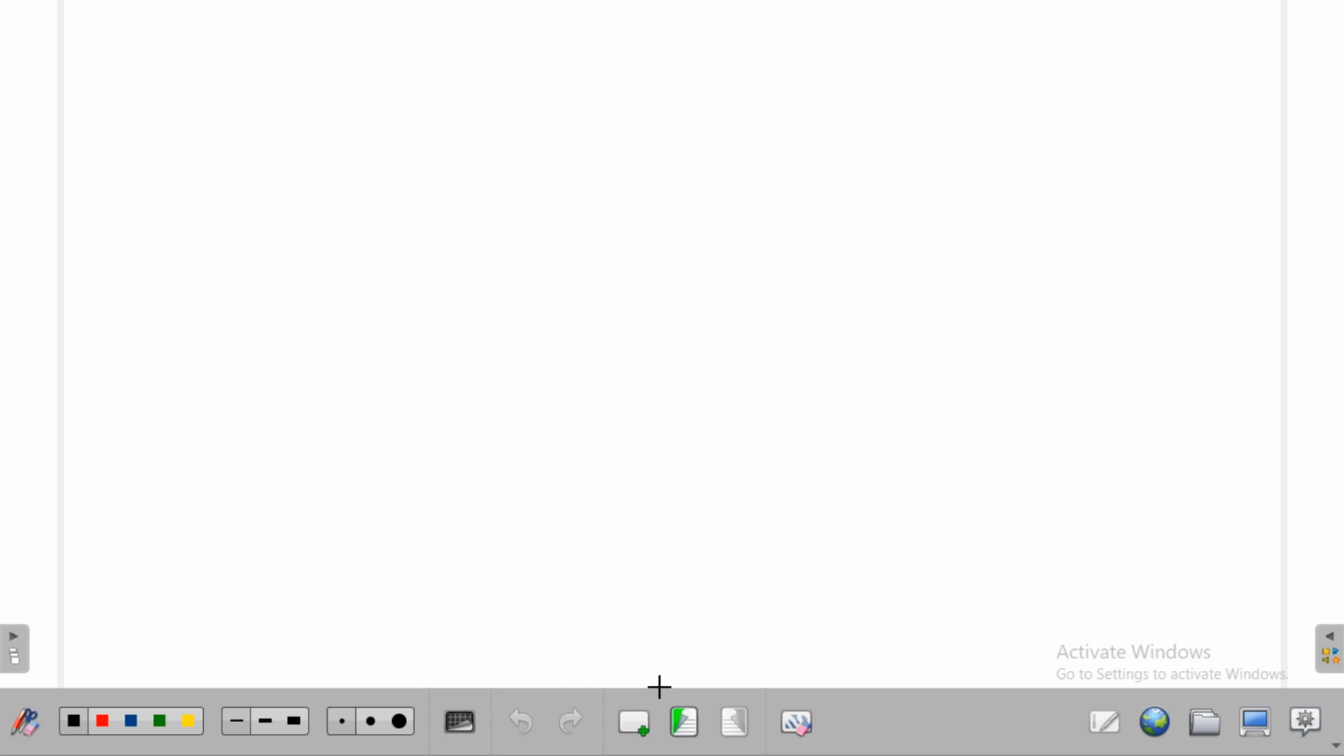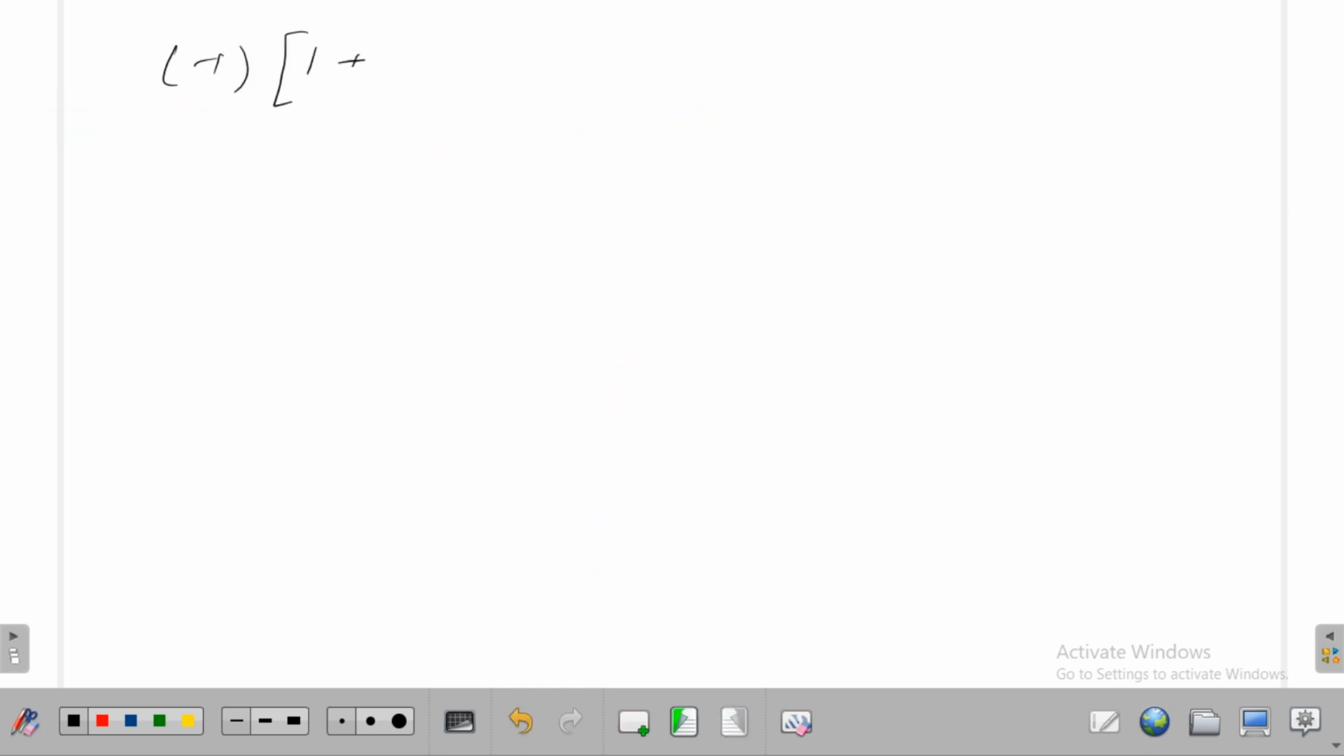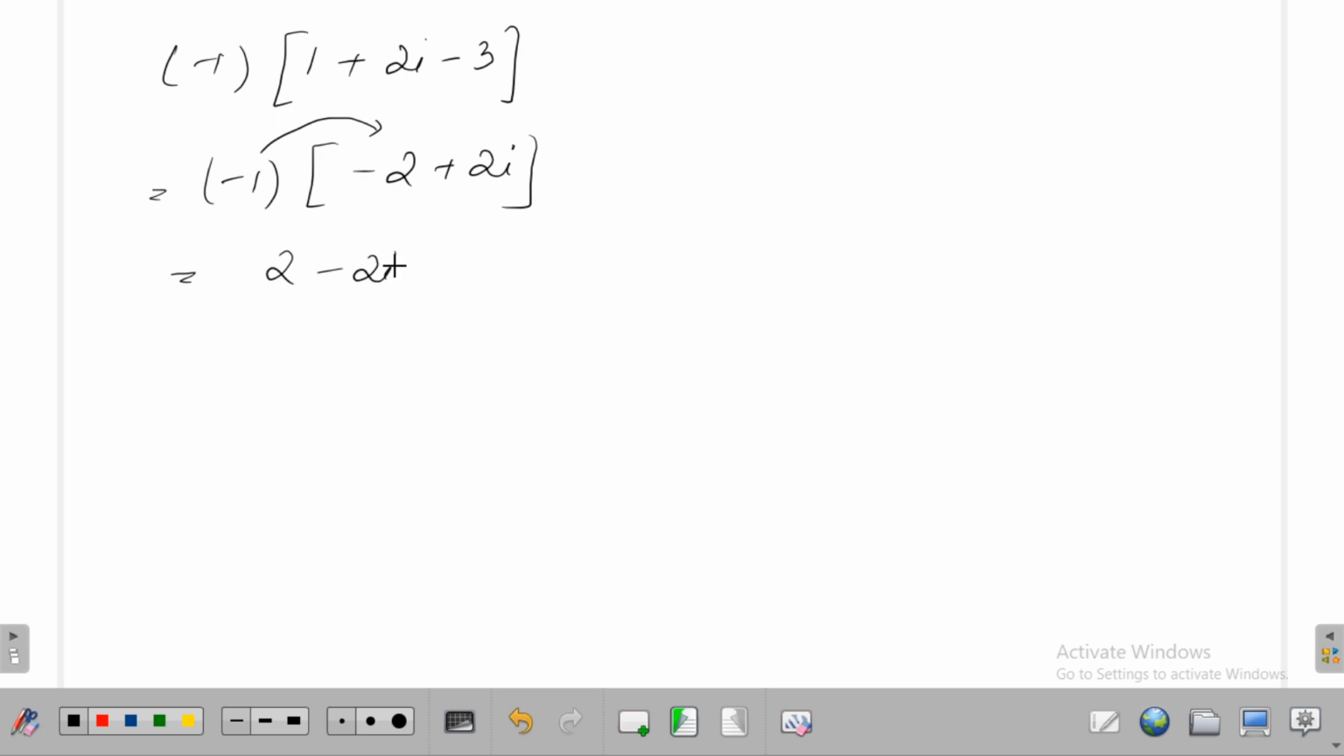Let me just write on the same thing over here. If you can look over here, I got minus 1, and then I got 1 plus 2i minus 3, 1 plus 2i minus 3. So if I do, I'll get a minus 1, and then that will be nothing more than minus 2 plus your 2i. If I take your minus 1 inside, that will be nothing more than 2 minus 2i, and that's your answer. So that's all about your question number 1.